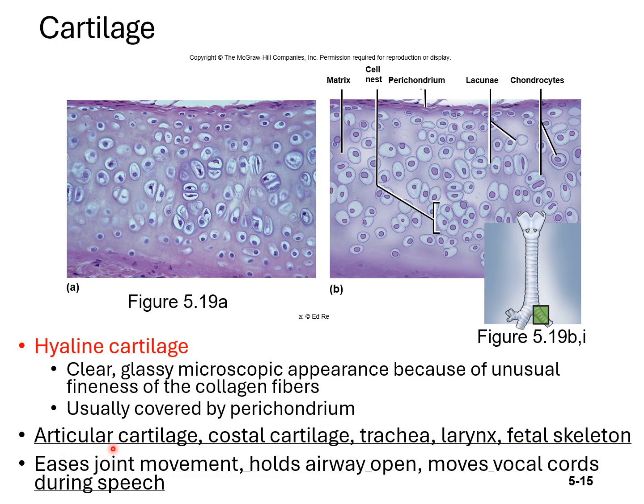Articular cartilage is where bone touches bone. Costal cartilage is going to be on the ribs. It eases joint movements. And then the trachea holds the airway open. It moves the vocal cords in the larynx and helps with speech.